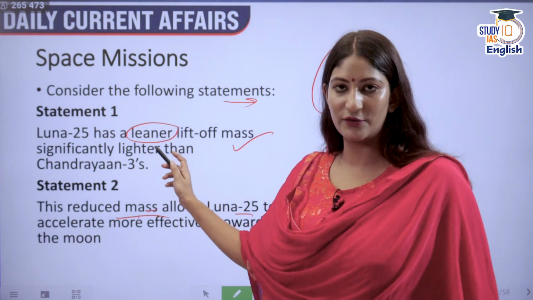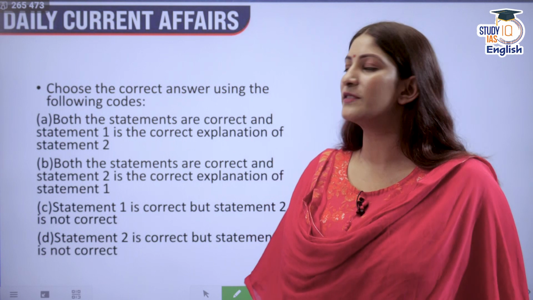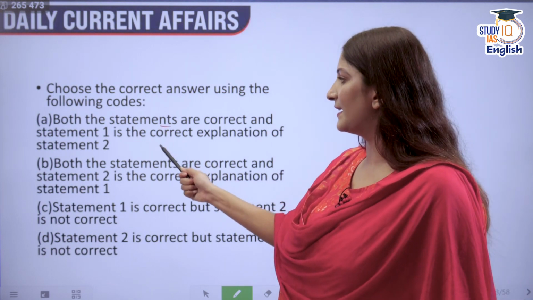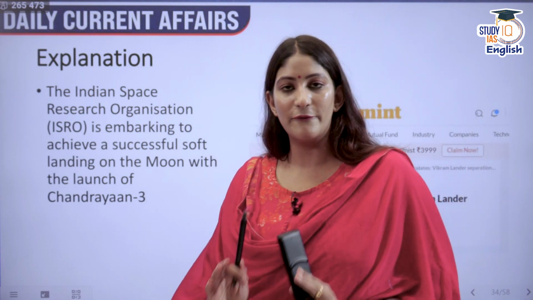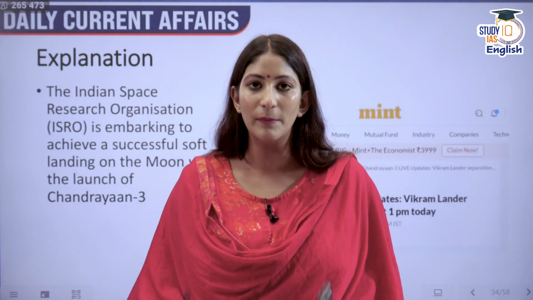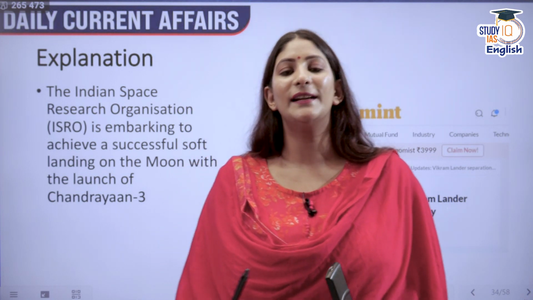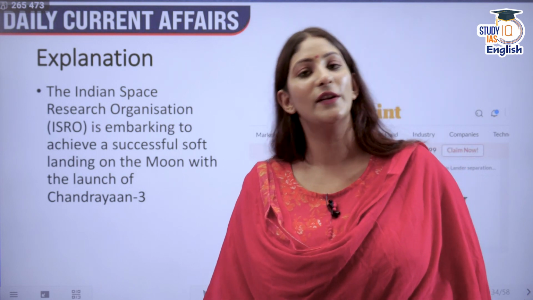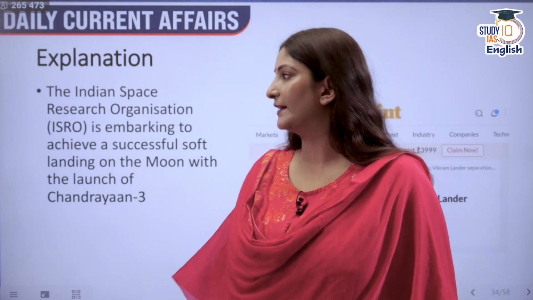both these statements are actually correct. And statement 1 is the correct explanation of statement 2. Now we have finally separated the lander, and the lander will land probably on 23rd or 24th of August. But it is said that Luna 25 will be landing at an earlier date. Why? Let's find that out.